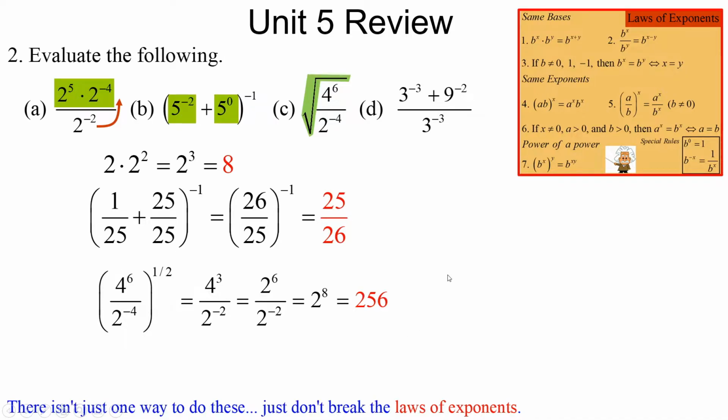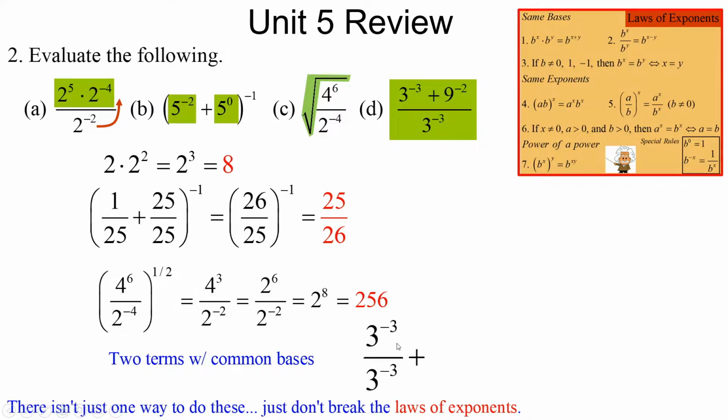Okay, so last one here. Now again, I have two terms over one term. I know I'm going to write this as two separate fractions and simplify. So again, two terms with common bases. Let's try to write this fraction as two separate terms with common bases. So let's put that plus right in the middle of things right here. And then my first term would be 3 to the negative 3 over 3 to the negative 3. Easy enough. My next term would be, well, 9 I can write as a base 3 number.